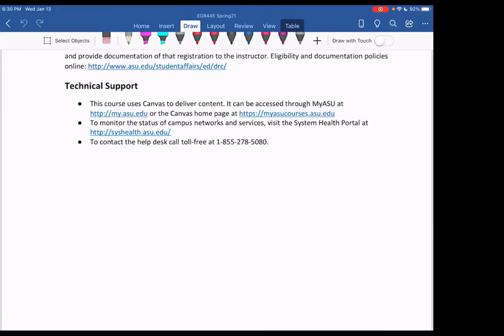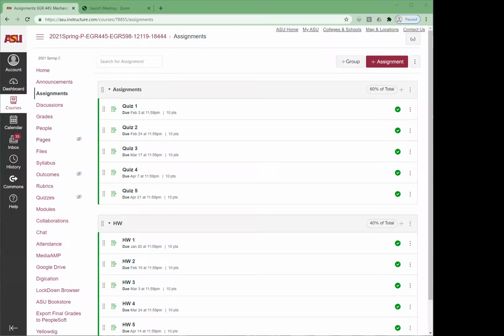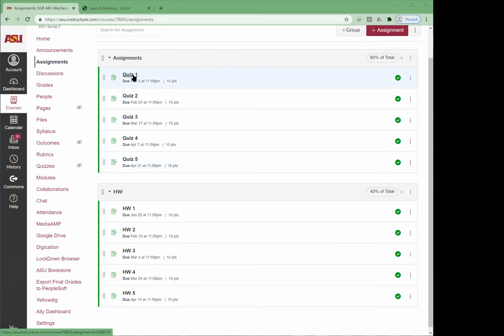the Canvas screen. So you should be able to see my Canvas screen. Now, if you go to the screen, please note that assignments are already posted. So quiz 1, quiz 2, quiz 3, quiz 4, quiz 5 are already uploaded. So if you click on quiz, you can open the quiz 1 docx, and then it also shows you when this quiz is due.